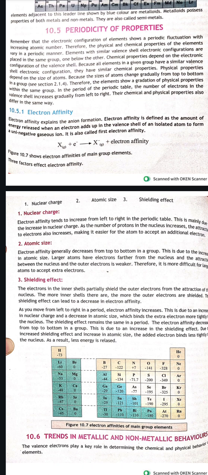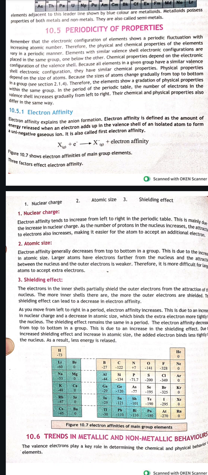Remember that the electronic configuration of elements shows a periodic fluctuation with increasing atomic number. Therefore, the physical and chemical properties of the elements vary in a periodic manner. Elements with similar valence shell electronic configuration are placed in the same group. Chemical properties depend on the electronic configuration of the valence shell. Because all elements in a given group have a similar valence shell electronic configuration, they have similar chemical properties.